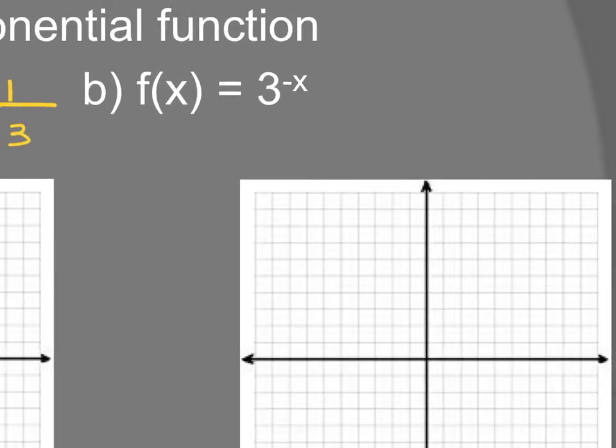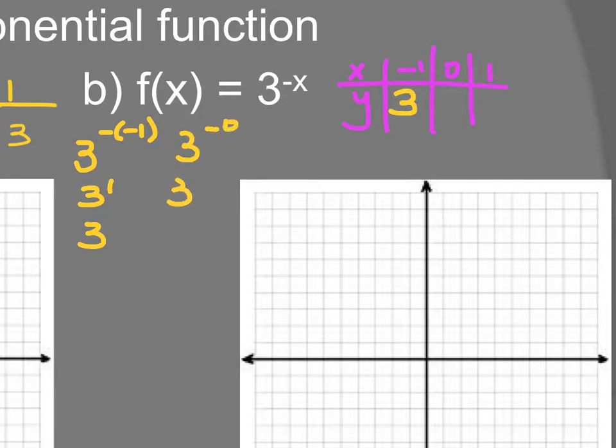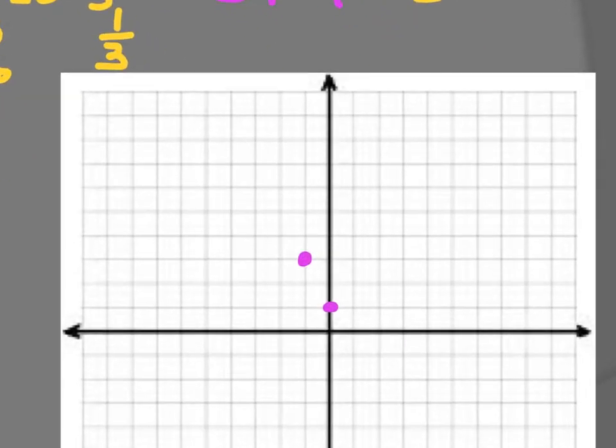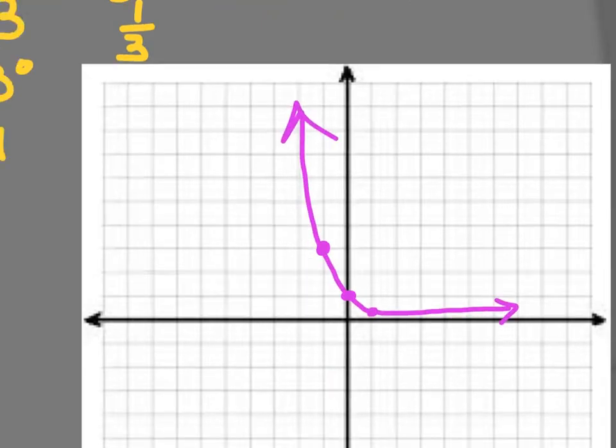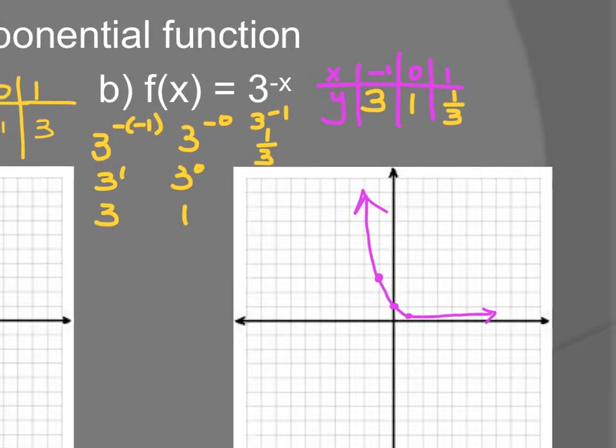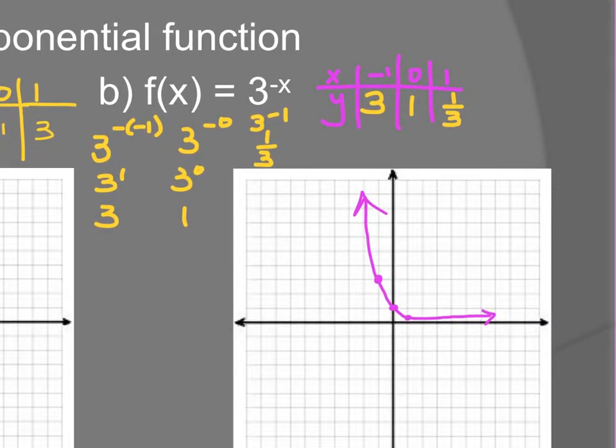Notice that exponent is now negative. Graph should look like this, right? If I plug in a -1, -1 becomes 1, that's 3. Plug in a 0, I get negative 0, which is just 0, which is 1. And plug in a 1, 3 to the negative 1, which is 1/3.